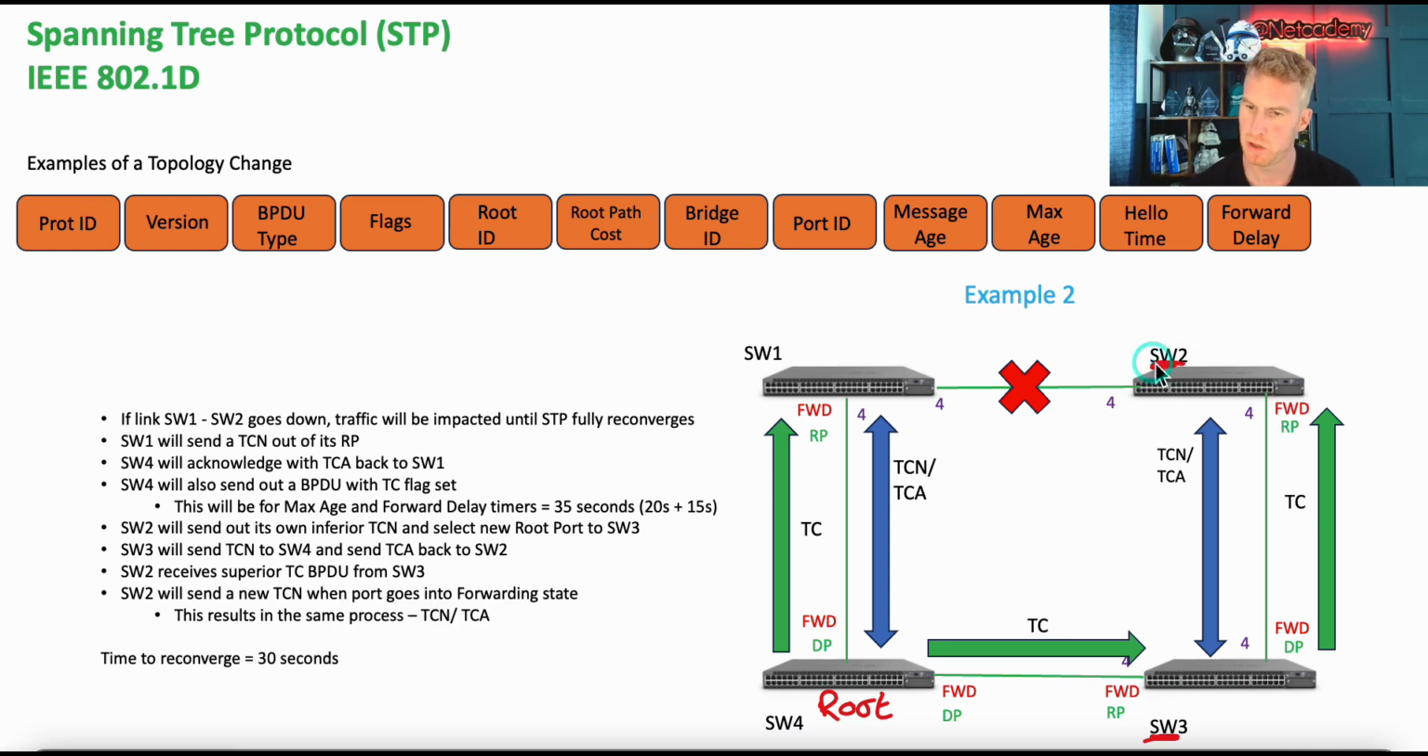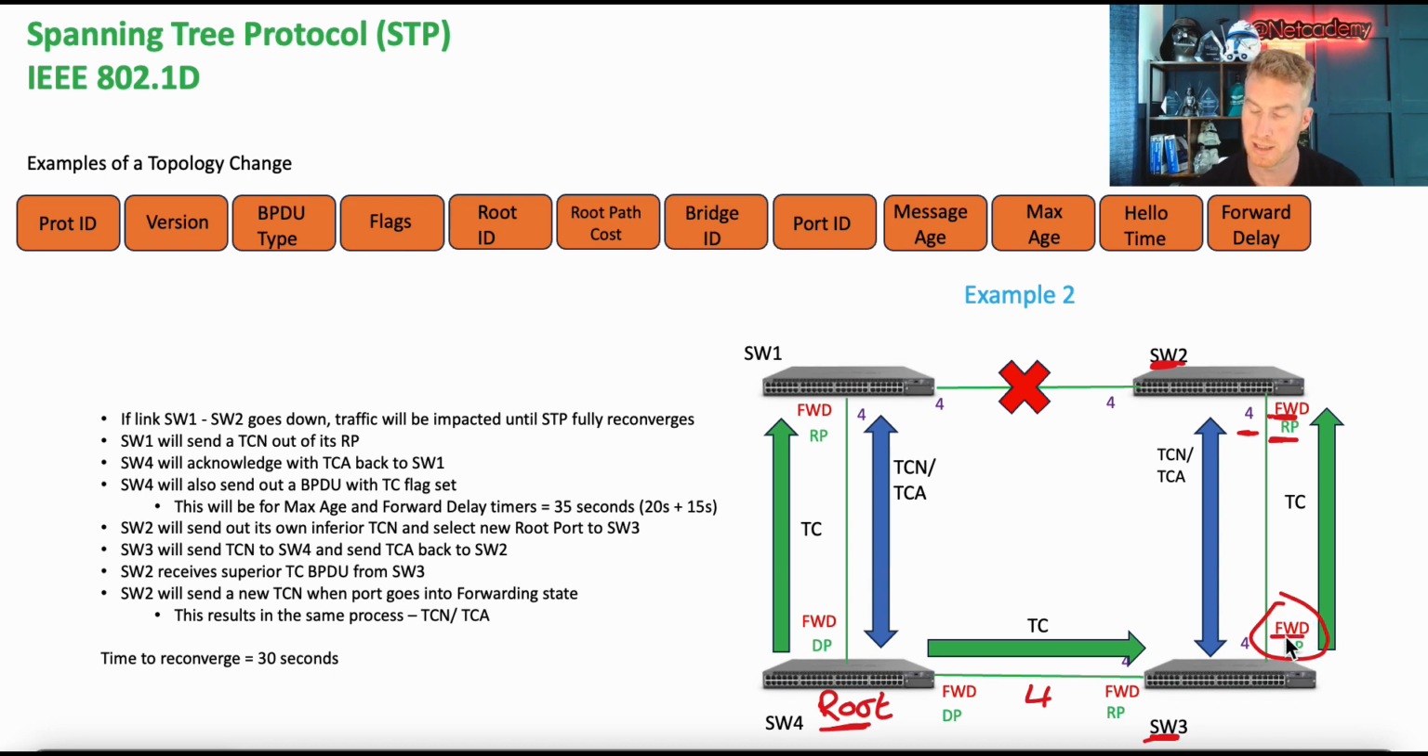And so SW2 at this point has elected this port to be its root port, as we know that is going to be based on the lowest cost to get back to that root bridge. And it is going to have this as a root port, and that is going to be in the forwarding state, and the interface adjacent here is going to be a designated port and also in the forwarding state.